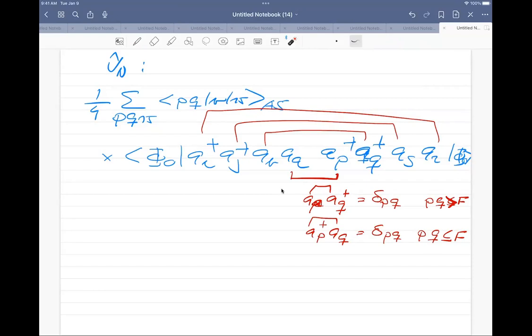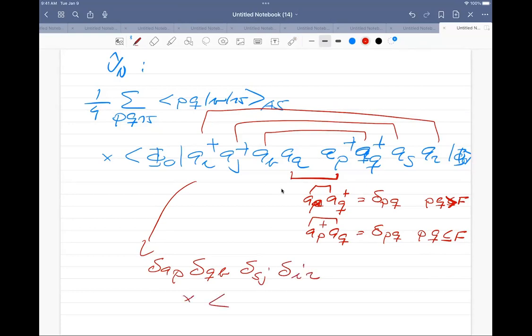And when I bring everything together, what I will get typically from the first term is a delta AP multiplied with a delta QB. I will have a delta SJ, and I will have a delta IR, multiplied with the matrix element where I have A, B, and then V, and then the next piece, which will be I and J. And this is an anti-symmetrized matrix element.